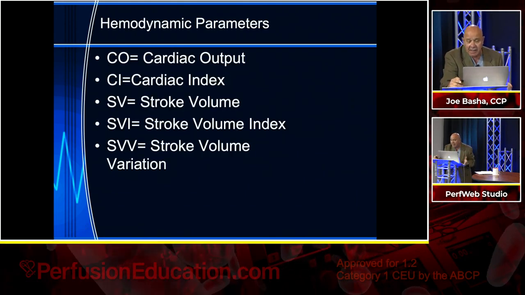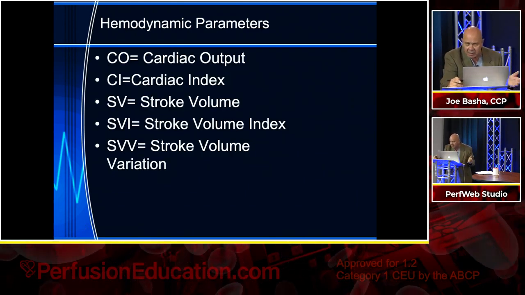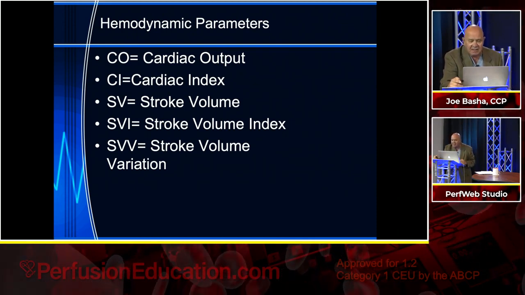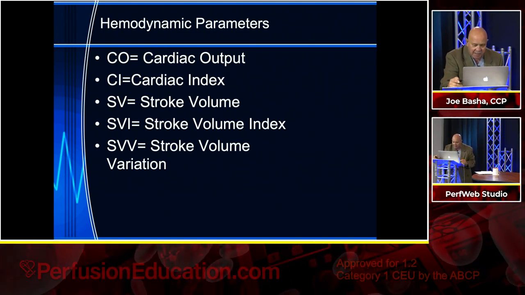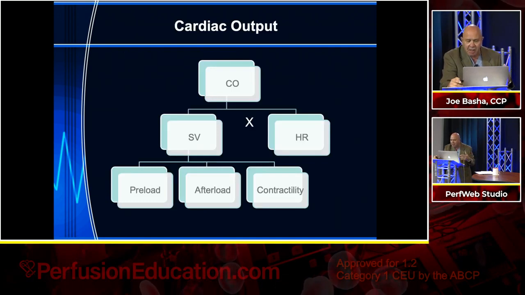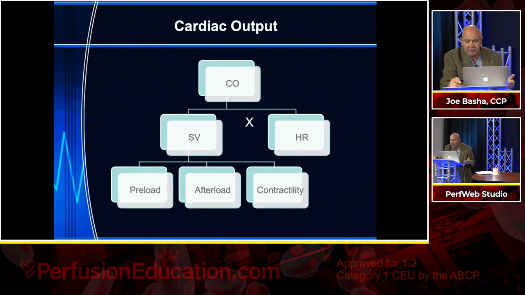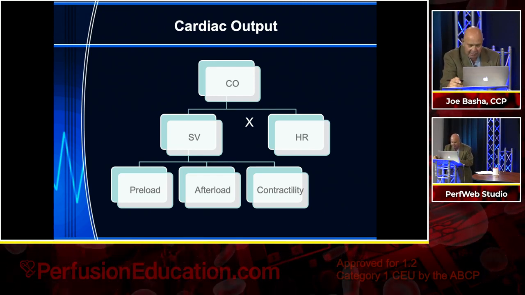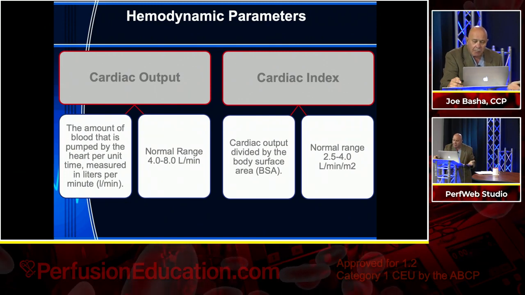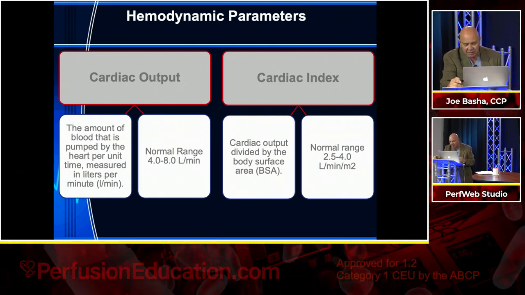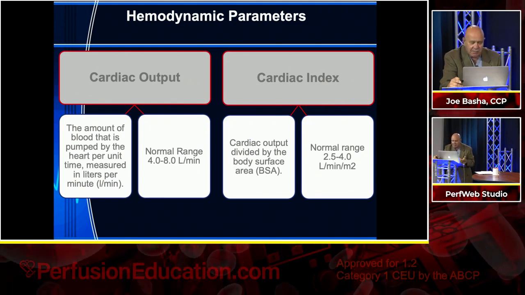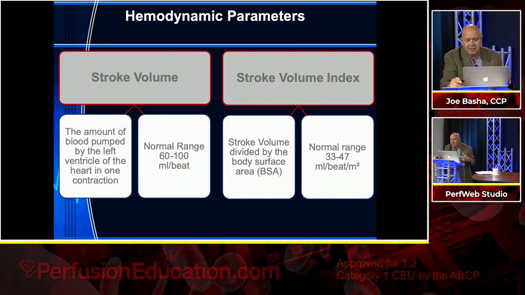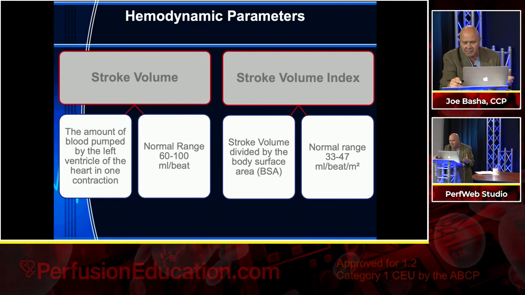Hemodynamic parameters: cardiac output, cardiac index. These are just the abbreviations. SV is stroke volume, SVI is stroke volume index, and stroke volume variation, SVV. We're going to talk about what stroke volume variation is. Here's your cardiac output, which is controlled by stroke volume and heart rate. Your stroke volume is controlled by preload, afterload, and contractility. Cardiac output and cardiac index are indices that we typically measure. Stroke volume is the amount of blood the ventricle pumps, and there's a normal range for stroke volume index and a way it's calculated. I don't want to spend too much time on this.